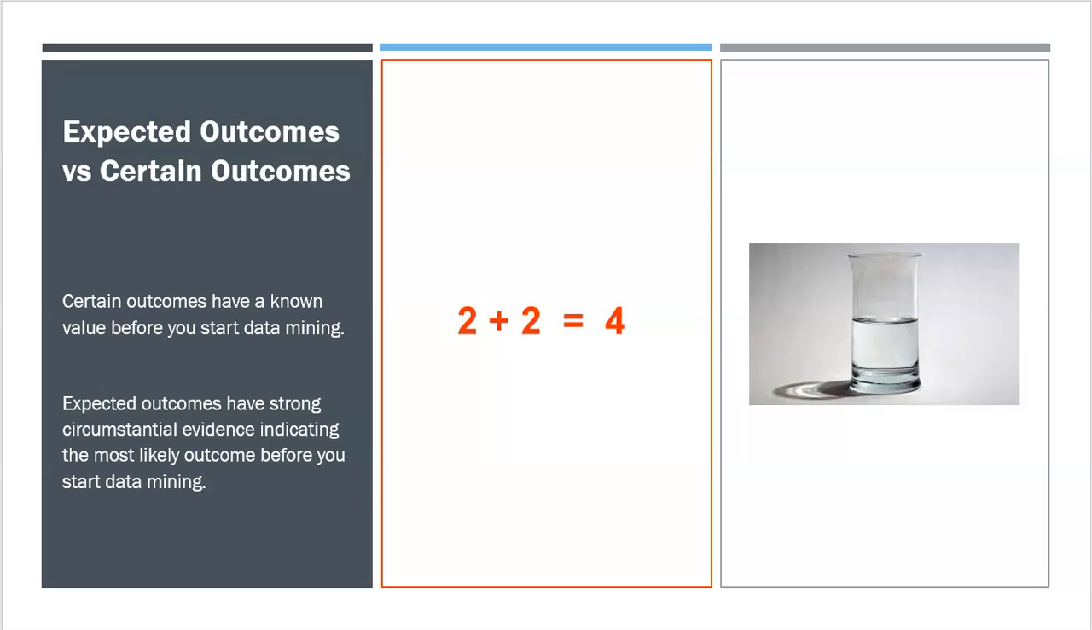Expected outcomes have strong circumstantial or observable information that give a pretty good idea what the data is going to tell you. So look at the glass in the picture. If I measure the volume of water in that glass, I can expect to get a value between 45 and 50% of the total volume of what the glass holds. If the data in the report tells me that the glass is 75% full, I know that data is wrong. My eyes can see. There's no way that's 75% full.